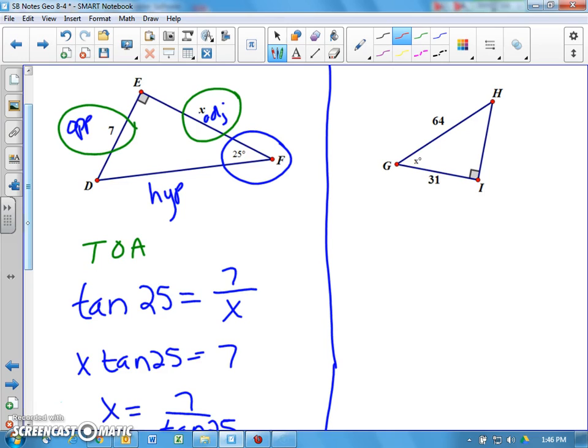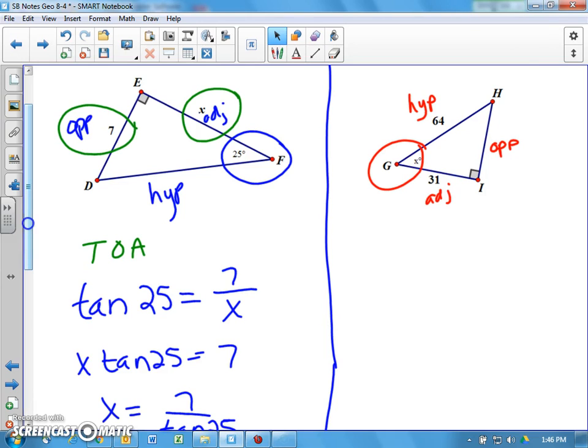So first we're going to do our circling and our labeling. There's my angle. Here's my hypotenuse. Adjacent. Opposite. Once your labeling is correct, go identify the trig function you need. Stop the video and make sure that you know which one to use and see if you can get your setup.